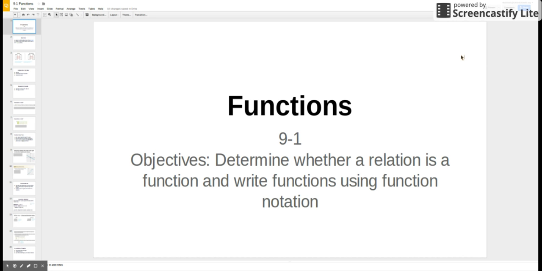Hi there, in this video we're going to learn about functions. Your objectives for today are to determine whether a relation is a function and to write functions using function notation.